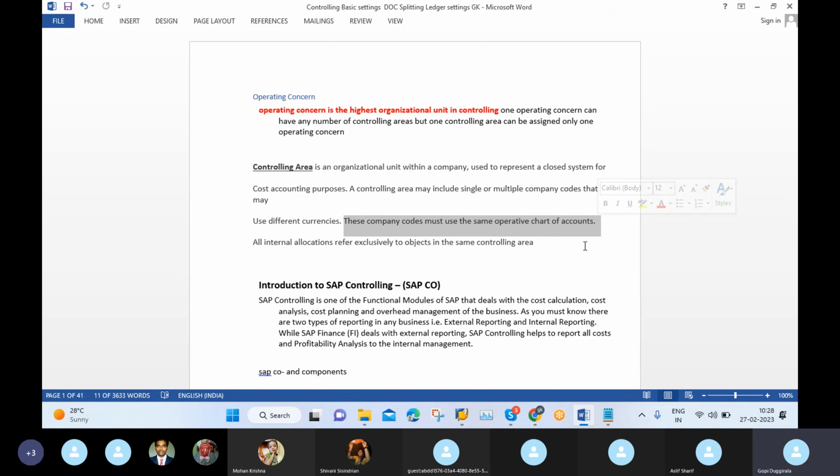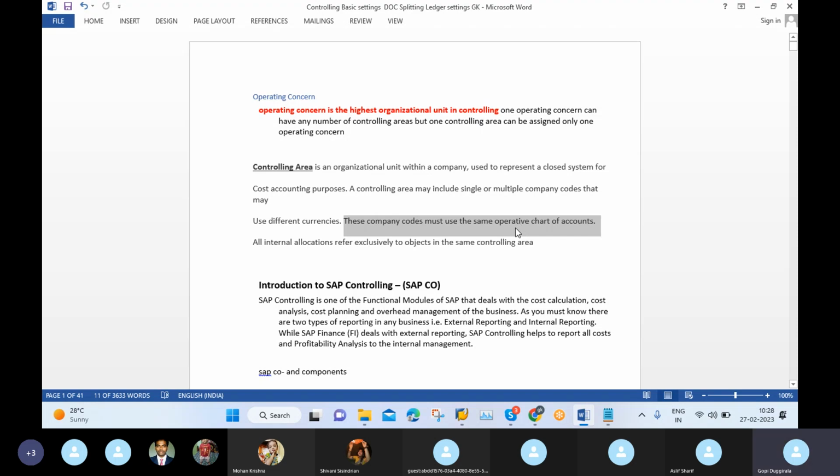Then again, here I will get one more doubt. Chart of accounts, how many types of chart of accounts do we have? 3 types. What is that? First one is operative, second one is group, and third one is country. So here, what point do I need to discuss with you? Company codes must use the same operative chart of accounts. Yes, especially operating chart of accounts.